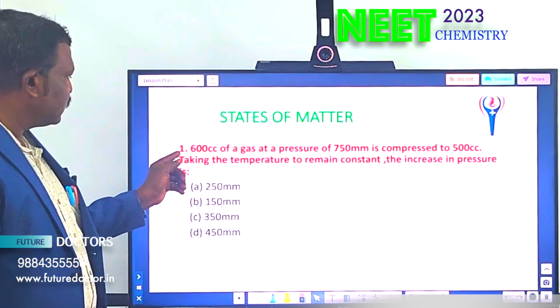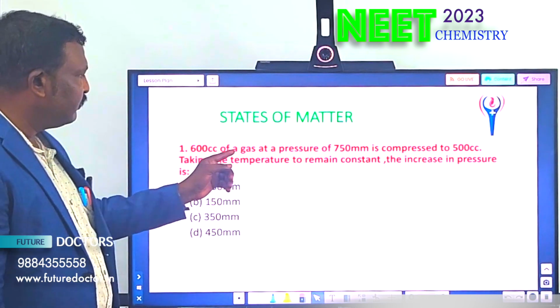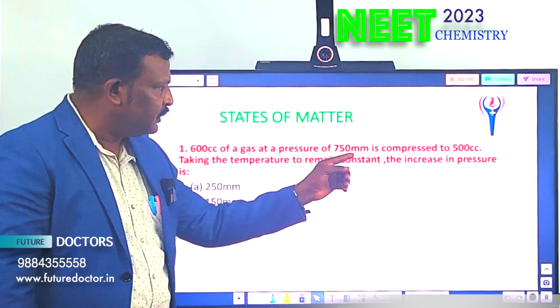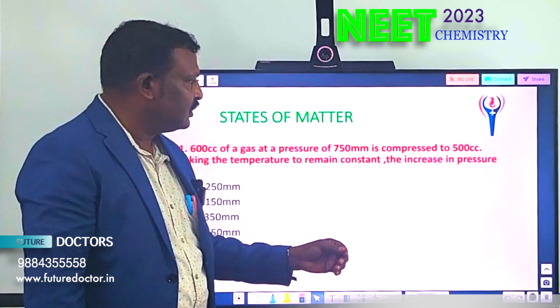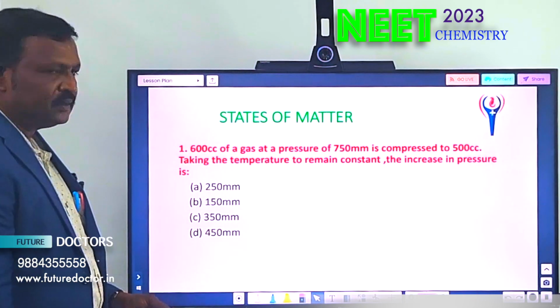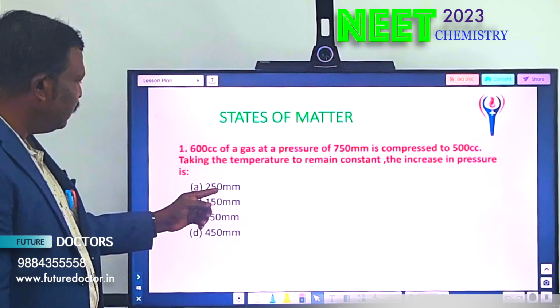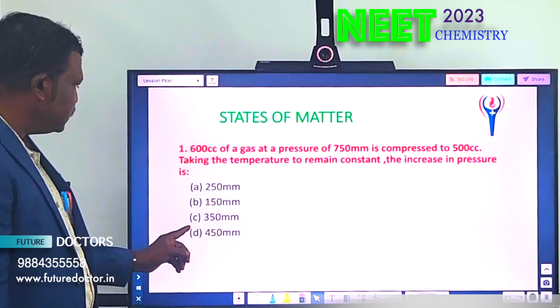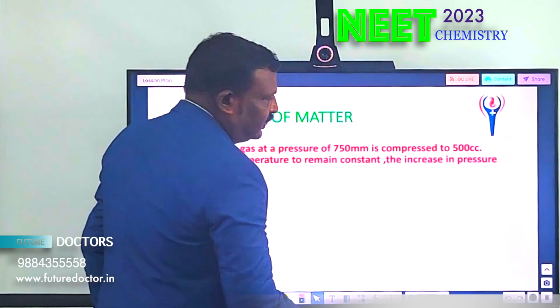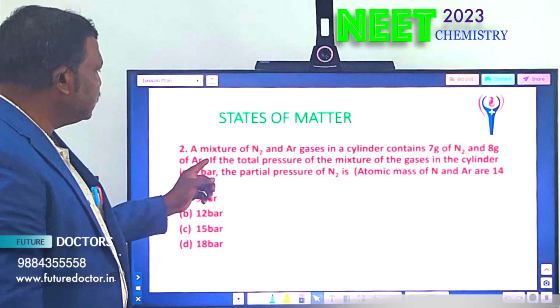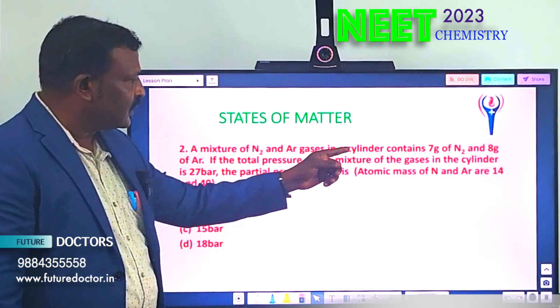Okay. First question: 600 cc of gas at a pressure of 750 millimeter is compressed to 500 cc, with the temperature remaining constant. The increase in pressure is dash. That's the question. Okay. Option A 250 millimeter, option B 150 millimeter, option C 350 millimeter, option D 450 millimeter. Okay, right. We have one formula for this. Just apply this formula.